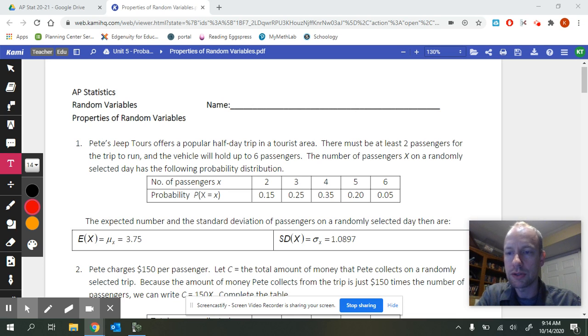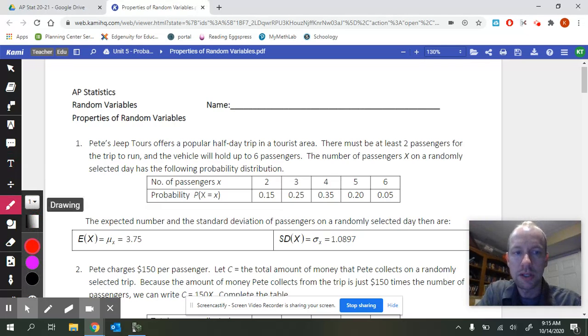I wanted to give you a chance to follow along with this video learning about how to combine random variables and properties. So we're going to start out with the story Pete's Jeep Tours, and we're going to take a second to confirm these two numbers right here, the mean and standard deviation. And you can do this with your graphing calculator.